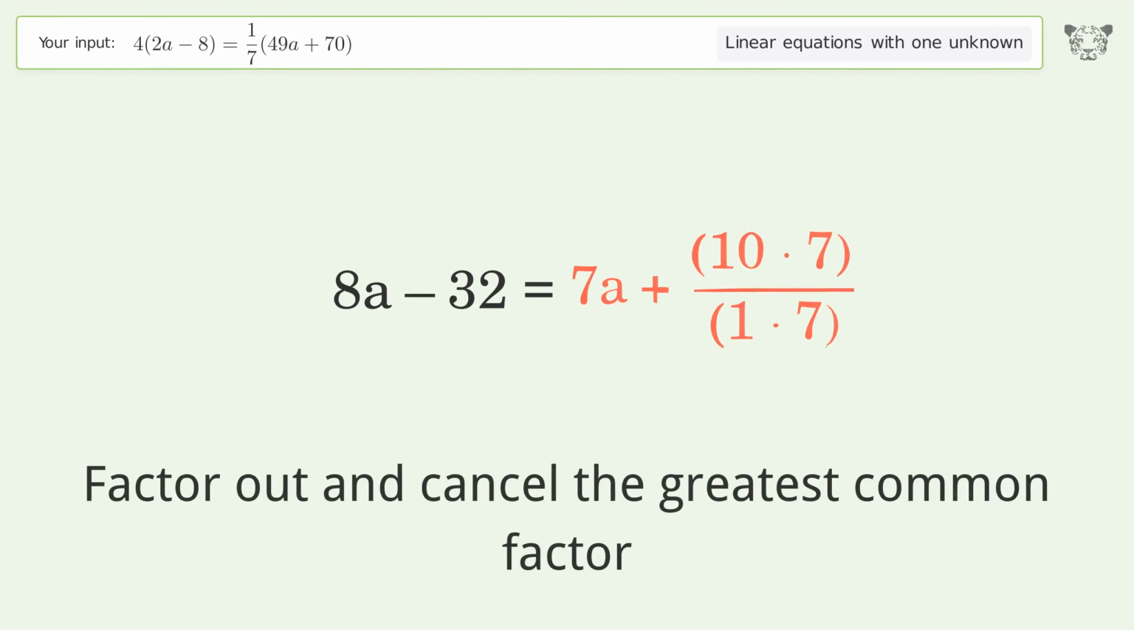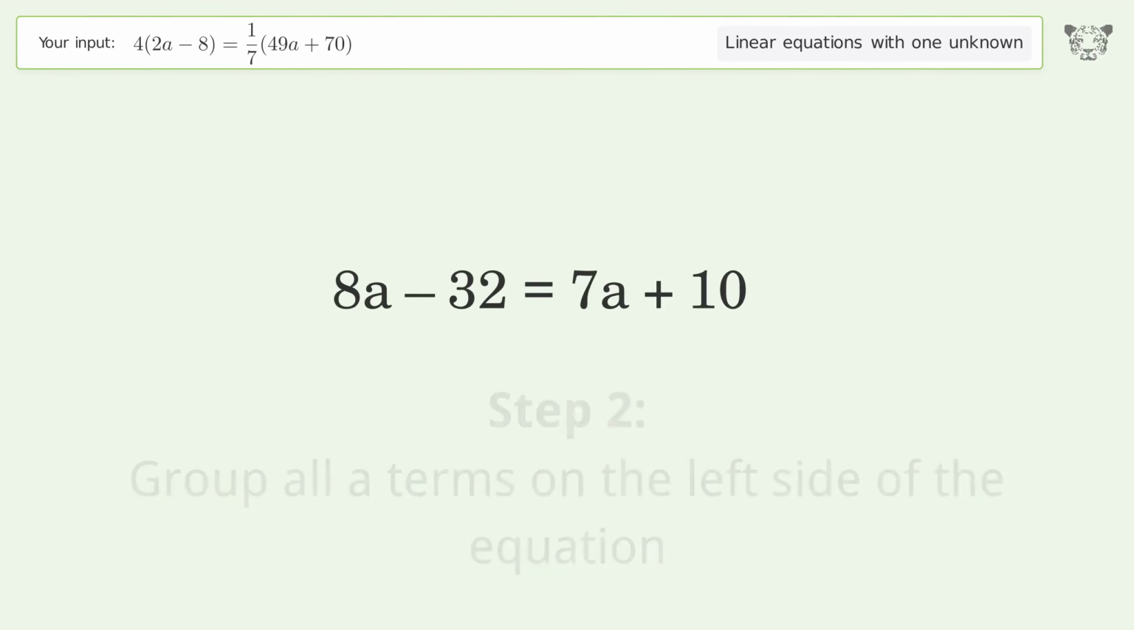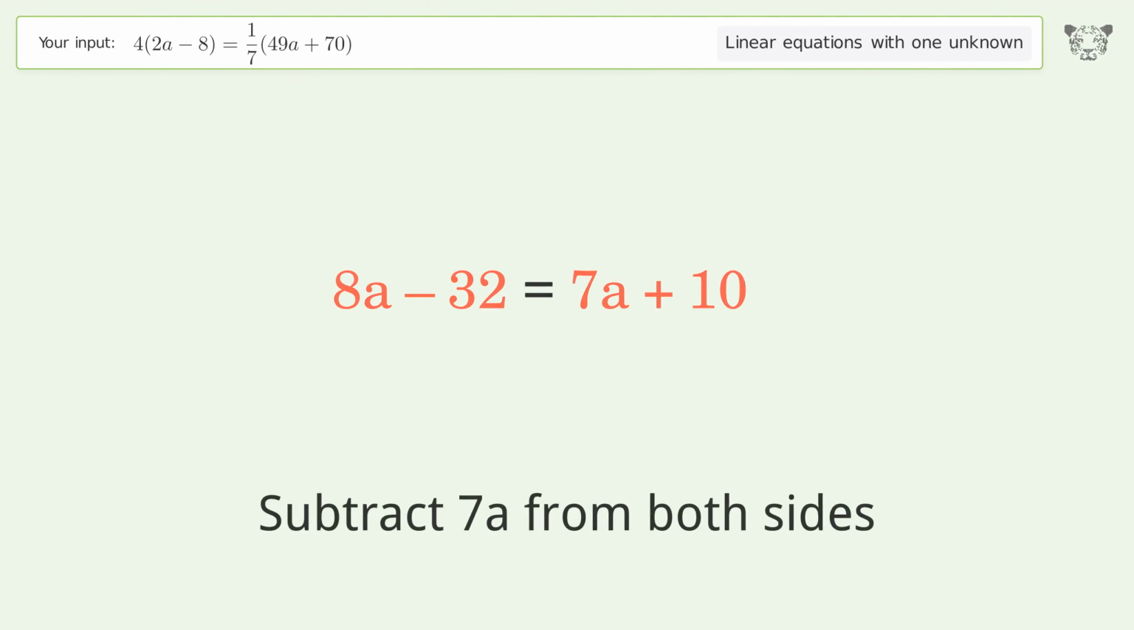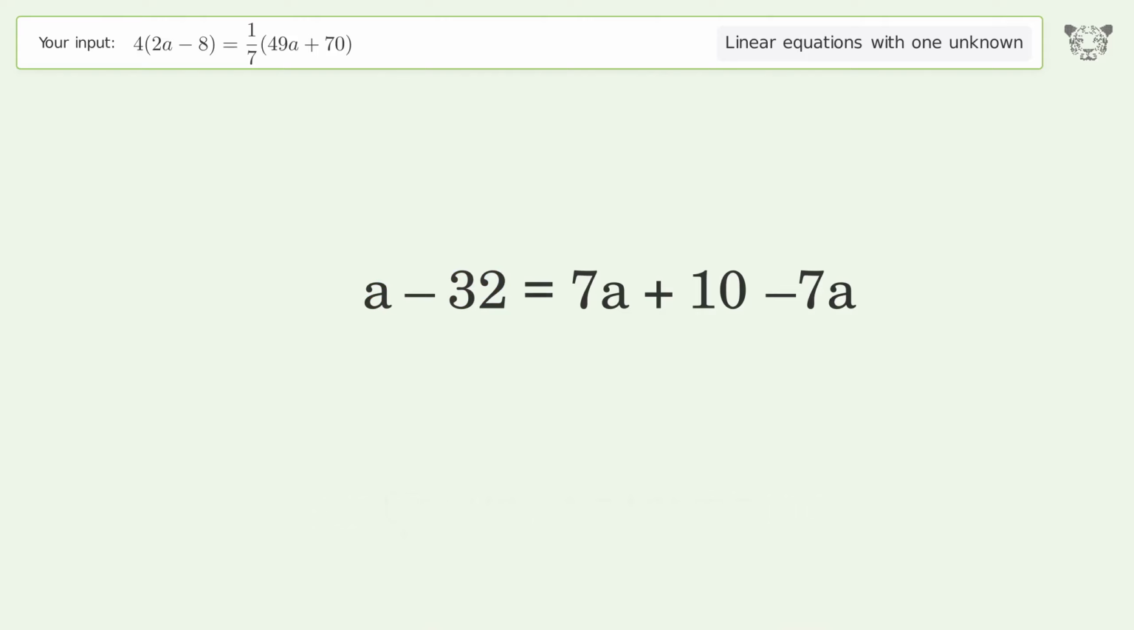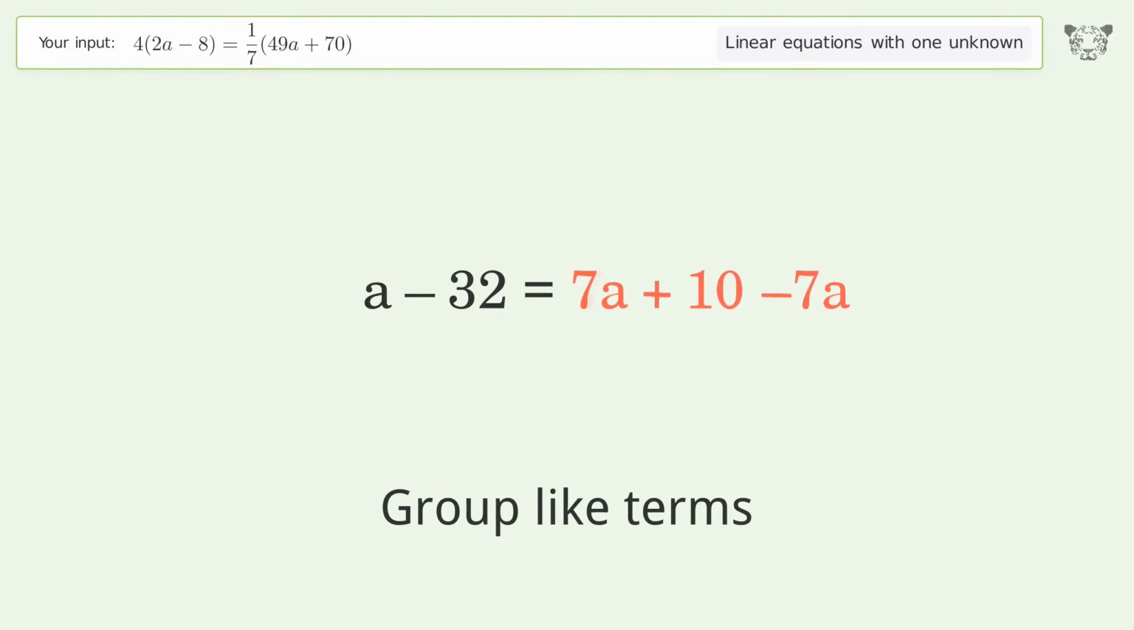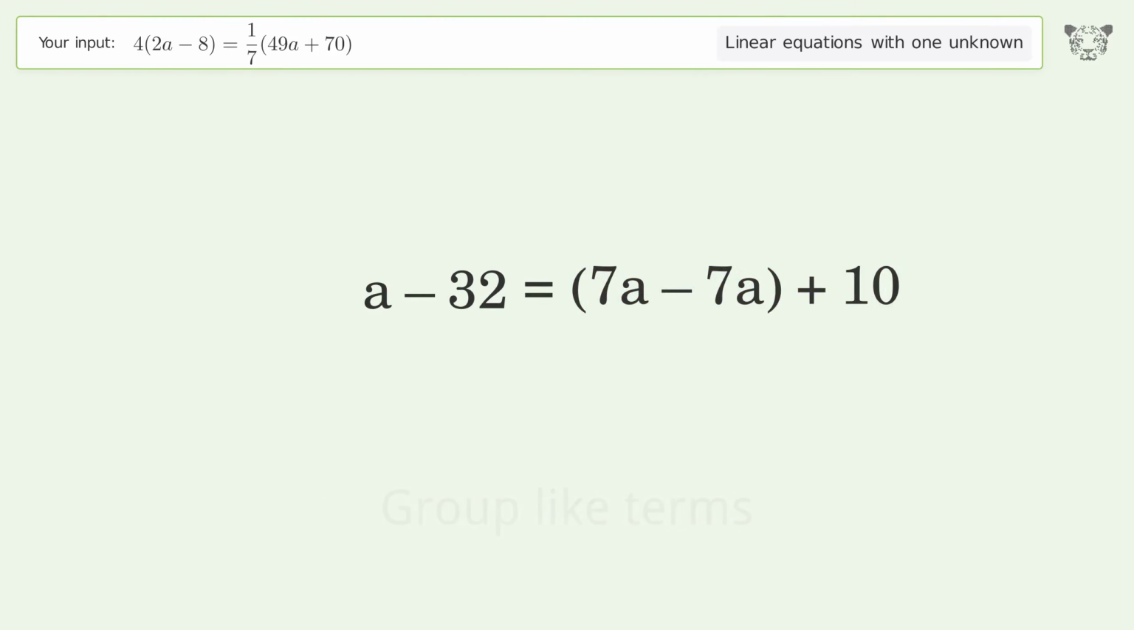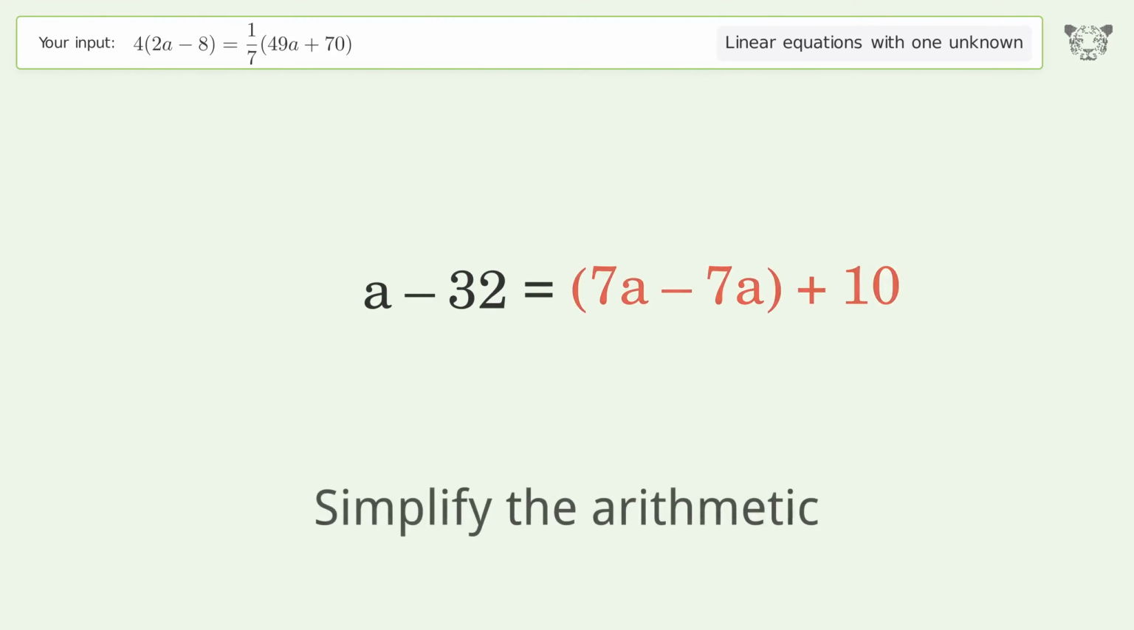Group all a terms on the left side of the equation. Subtract 7a from both sides. Group like terms. Simplify the arithmetic. Group like terms. Simplify the arithmetic.